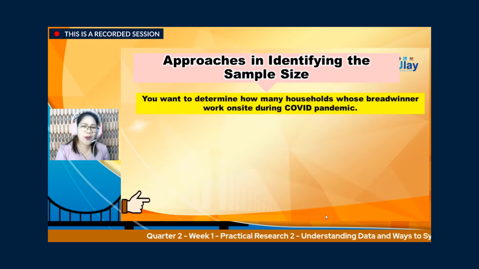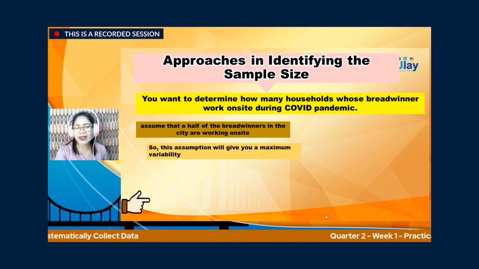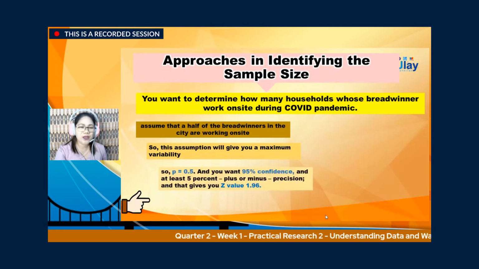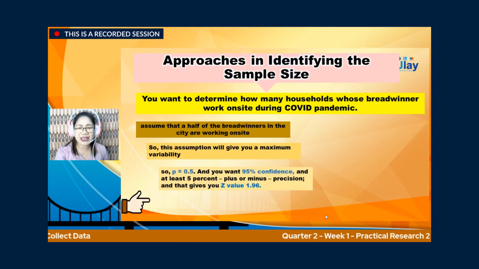And you want now to determine how many households whose breadwinner work on-site during the COVID-19 pandemic. So, pwede nating i-assume na half ng breadwinners ay working on-site. So, therefore, this assumption will give you a maximum variability. So, yung P is equal to 0.5 and now gusto mo ng 95% na level of confidence and at least 5% or plus minus na precision. Therefore, it will give you a Z value of 1.96. This is just a sample.